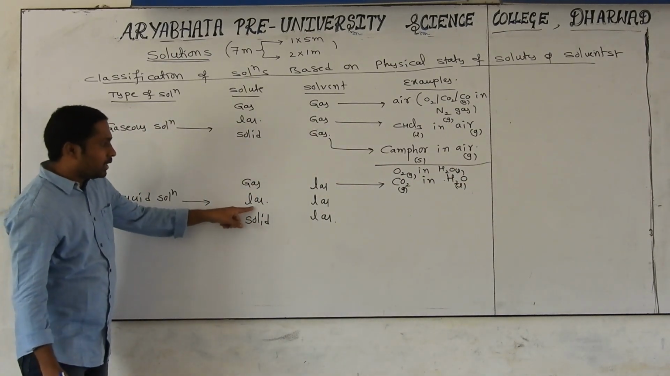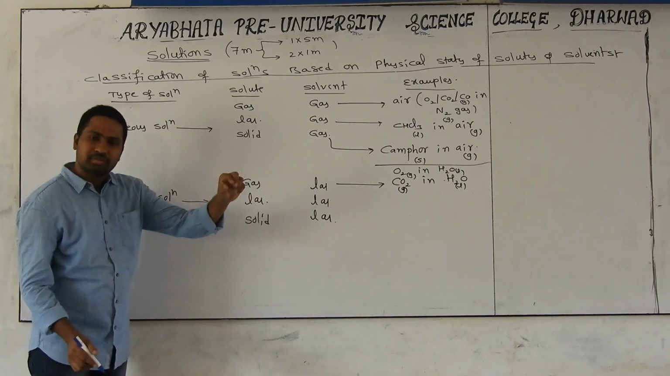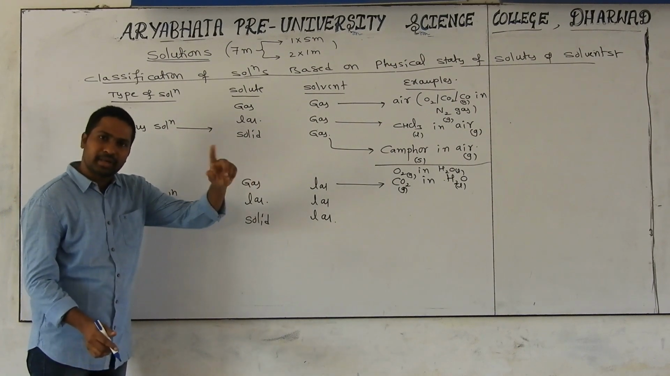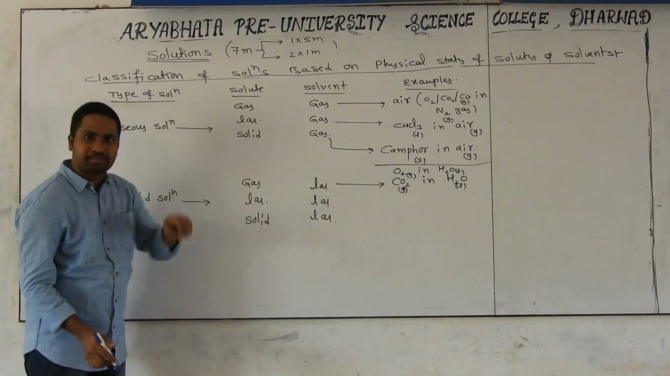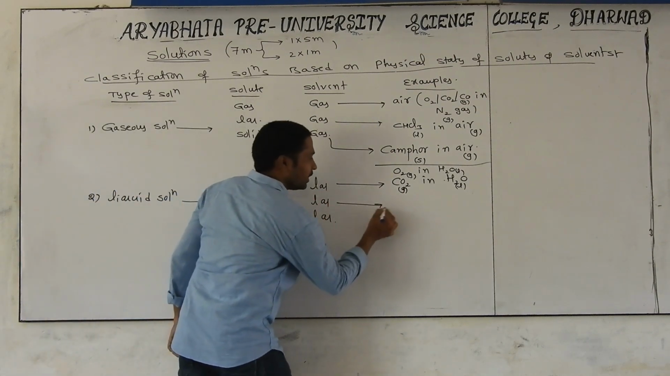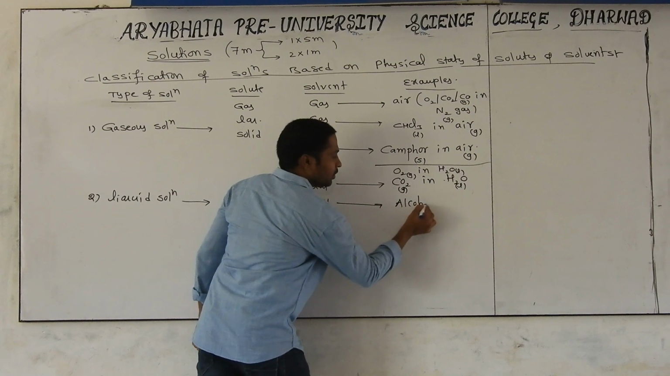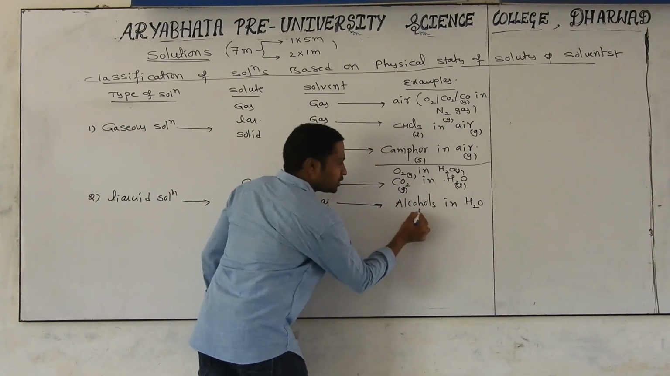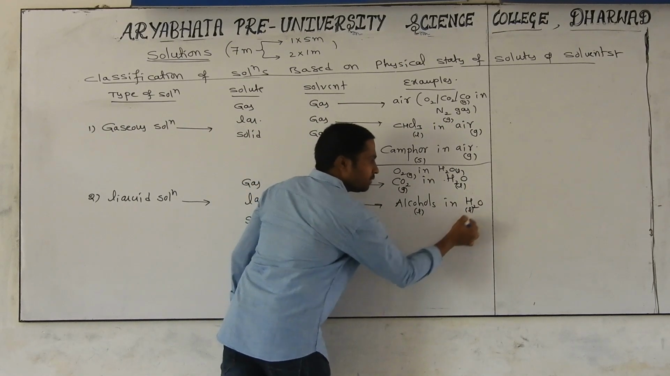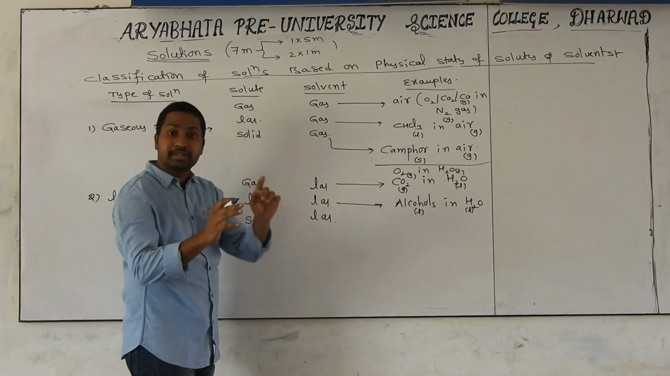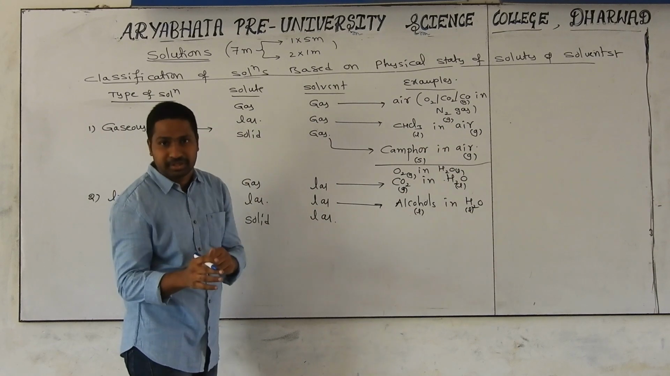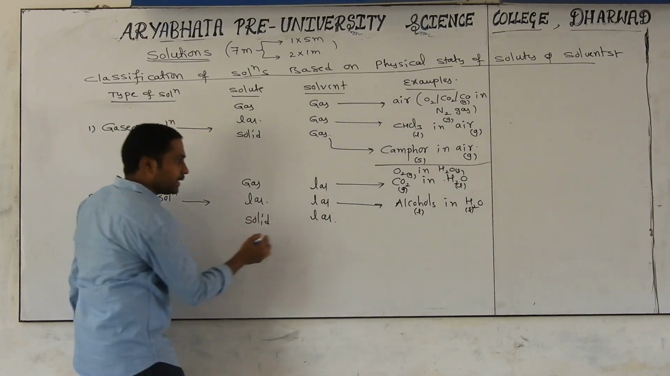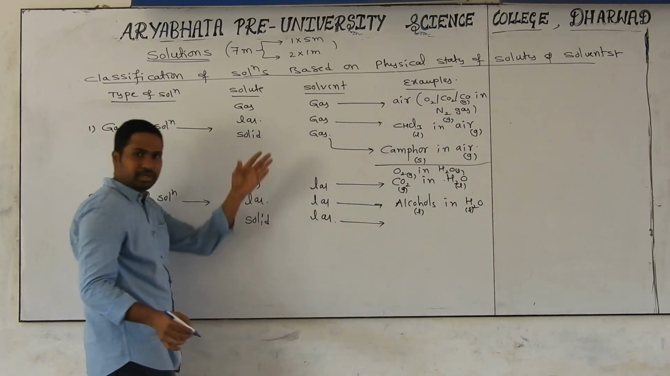Now the second one, liquid in liquid: a lesser quantity of the liquid is mixed with a large quantity of the liquid, and the final result should be liquid phase. Can you give some example? It is alcohols in water. Yes, alcohol is basically liquid phase. Water is also liquid phase. After mixing, this is alcohol, this is water, and a homogeneous mixture comes.